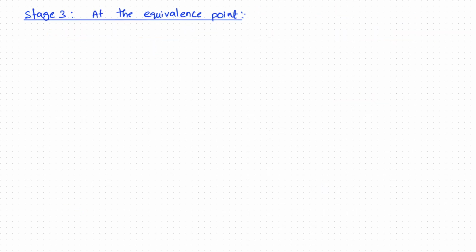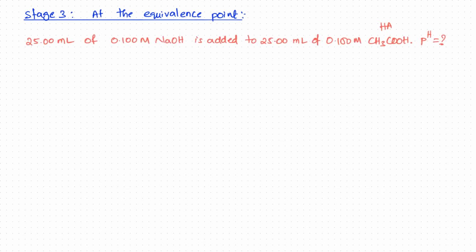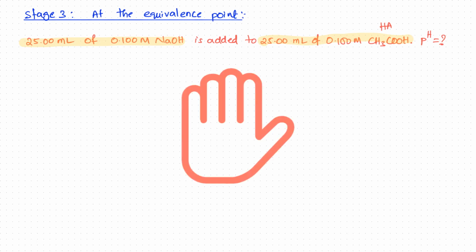Stage 3, at the equivalence point. 25.00 ml of 0.1 molar sodium hydroxide is now added to 25 milliliters of 0.1 molar acetic acid solution. What is the pH of the resulting solution? Pause the video here and try to answer the question.